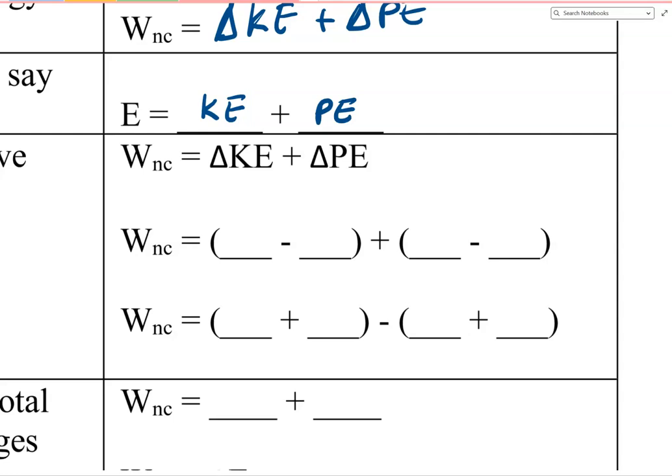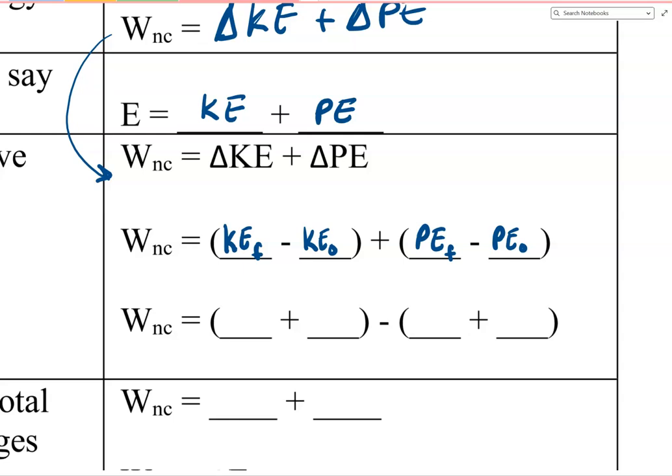So if we're saying that work done by non-conservative forces is the sum of the change in kinetic energy and the change in potential energy, that's what we were saying up here, then we also know that the change in kinetic energy would be the kinetic energy that an object possesses at the end of an event minus the kinetic energy that the object possessed at the beginning. And same thing with potential energy. The change in potential energy is the amount of potential energy at the end of the event minus the potential energy that it possessed at the beginning of the event.